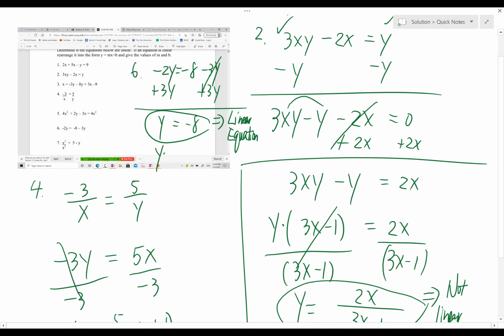And you can also view this as 0x minus 8, right? Now in this case, we know that the slope is 0 because for all horizontal lines, the slope is 0, and the y-intercept is -8. Okay, this is also a special type of linear equation.